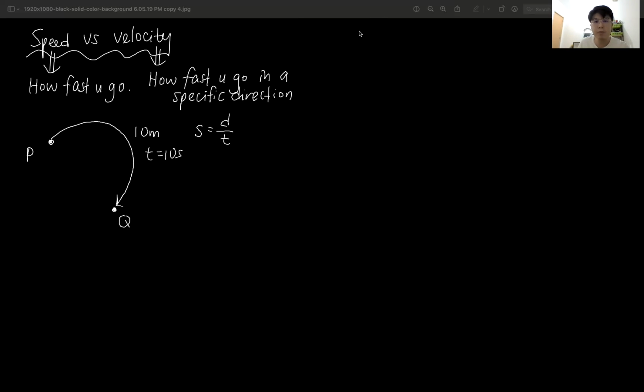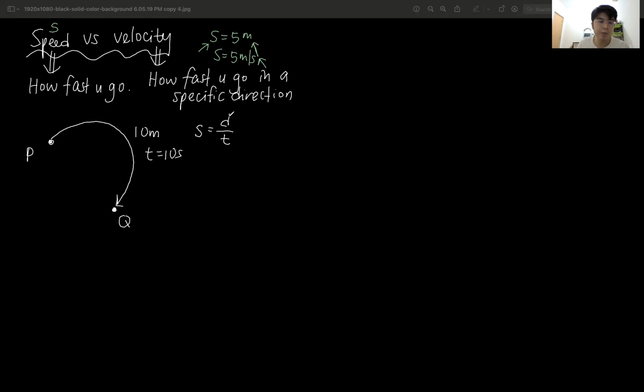Now the symbol for speed is also S, which is the same as displacement. So how do you know which one is which? If I write S equals 5 m, how do you know this is speed or displacement? You look at the unit. If this is meter, then this is displacement. If I write S equals 5 meters/second, then you know this is speed. They share the same symbol.